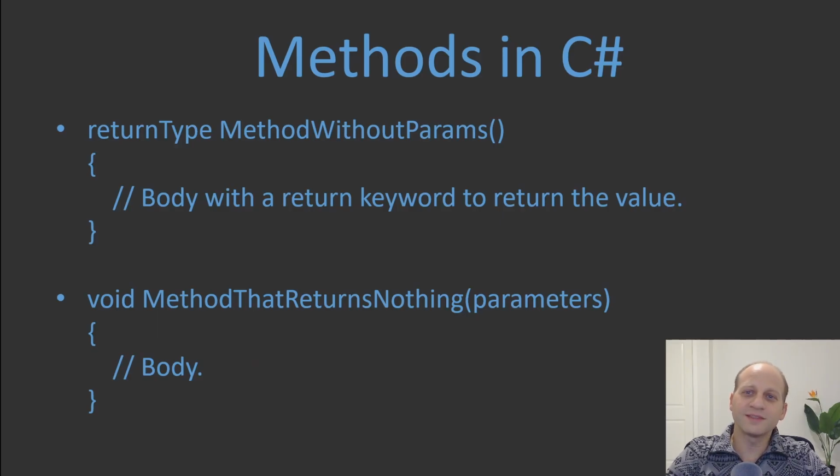A method doesn't have to get parameters. In this case, the name of the method will be followed by opening and closing parentheses. Also, a method doesn't have to return anything. In this case, it returns void. Void means that the method doesn't return anything. Notice that the return keyword can still be used, but this time it will not return a value, but the method will just exit. We will see examples later.